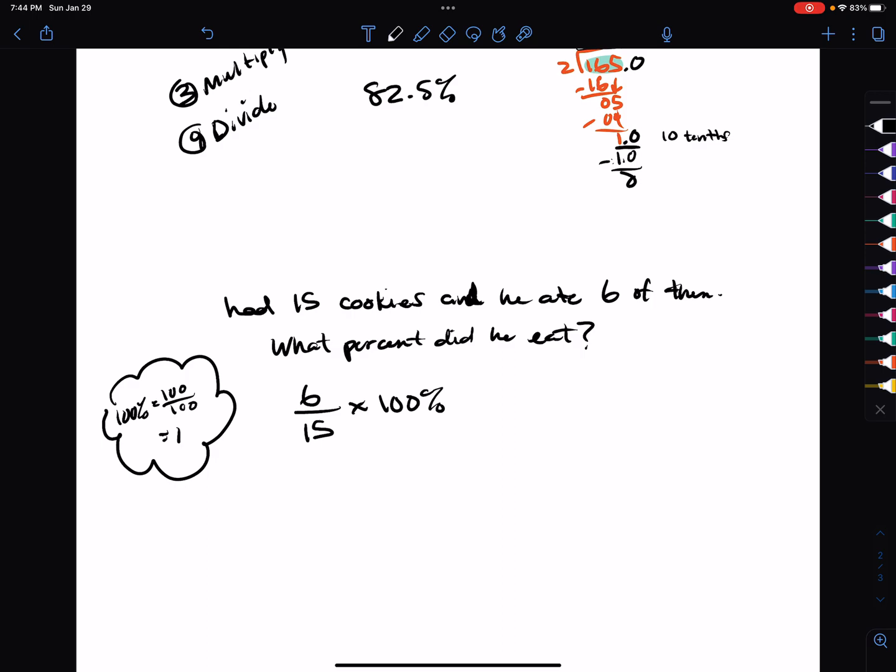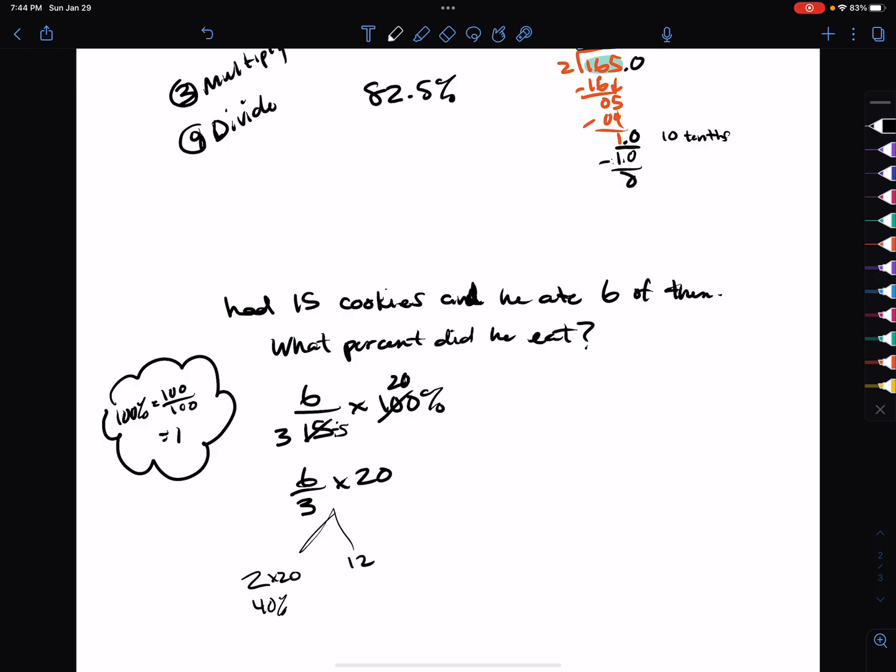So first I'm going to divide by 5. And I know 100 divided by 5 is 20, and 15 divided by 5 is 3. Now I can't simplify that anymore because 3 and 20 don't go together, but I know 6 divided by 3, or 6 over 3, and that's 20. And so I have two options here. As I look at this, I know 6 divided by 3 is 2, so I could just do 2 times 20, and I get 40%.